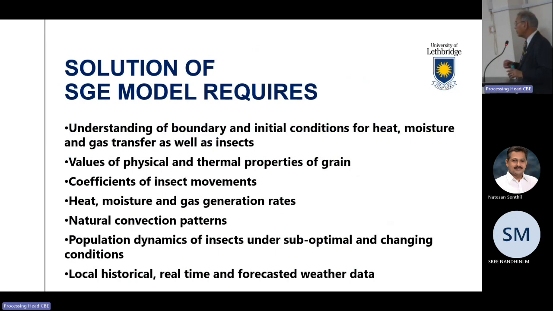And also grain may be warming up at some times, it may be cooling at other times, and how the population dynamics is affected by that. Those changing conditions need to be understood. So a lot of experimental work still needs to be done in that area.